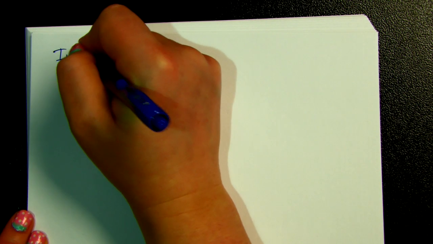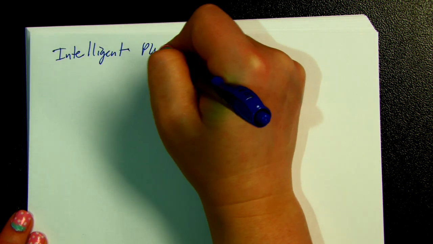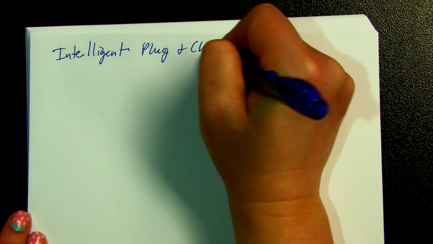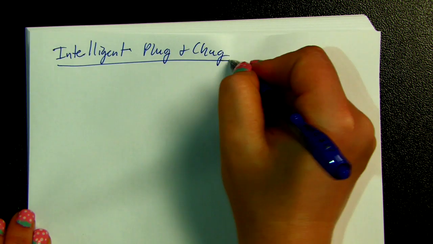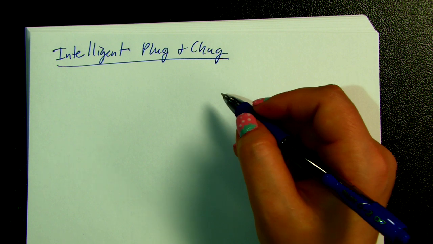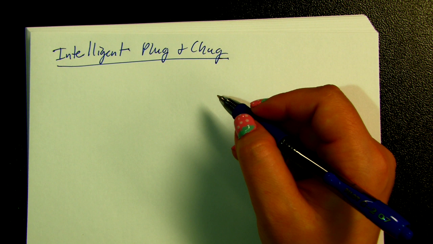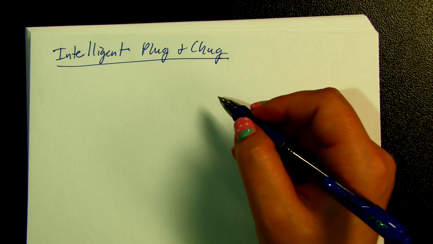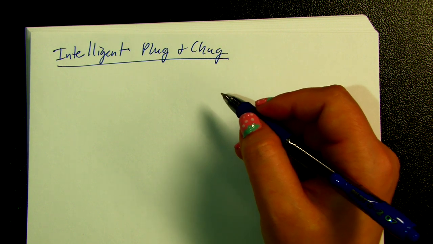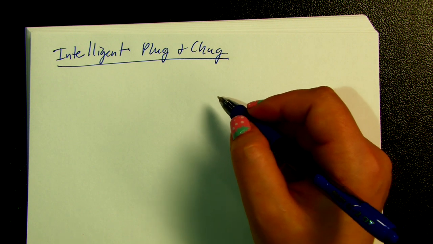Okay, so the last part of 6.5 that is important to discuss is the intelligent plug and chug. So we've already been doing some plugging and chugging. That basically means that you have your formula, you put in your knowns, and you chug along and get an answer. But there is actually a method to doing this in a way where you're most likely to get the right answer. And this is invaluable to taking tests and quizzes and, more importantly, standardized tests. Well, for some of you, more importantly, standardized tests.